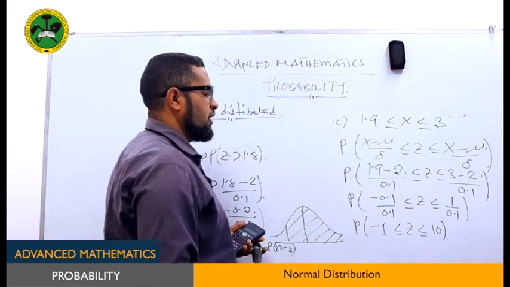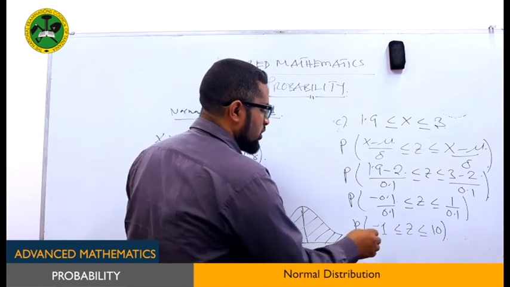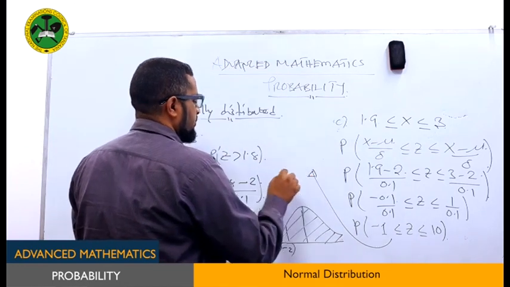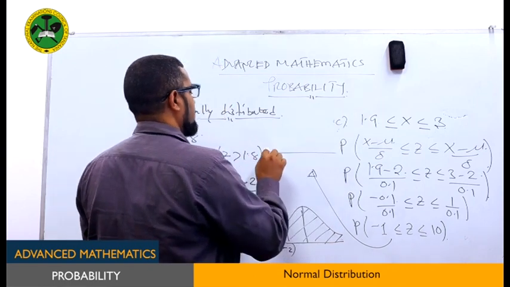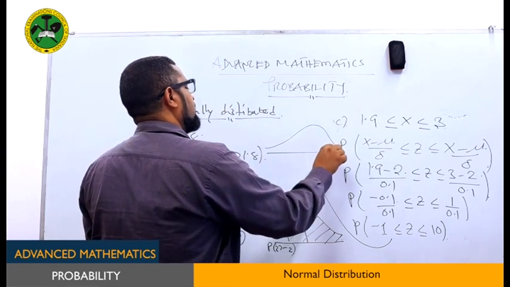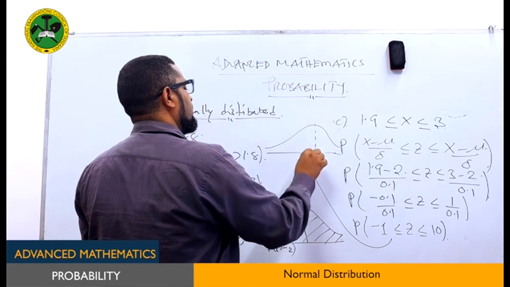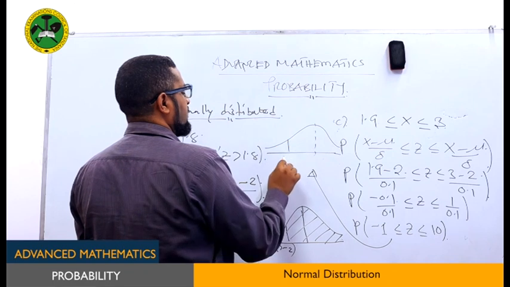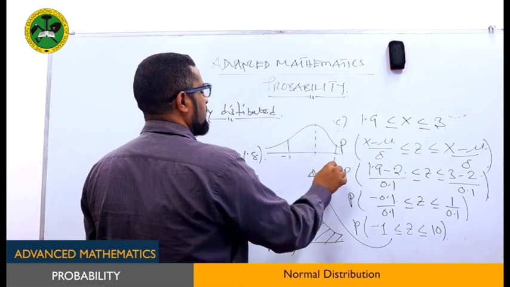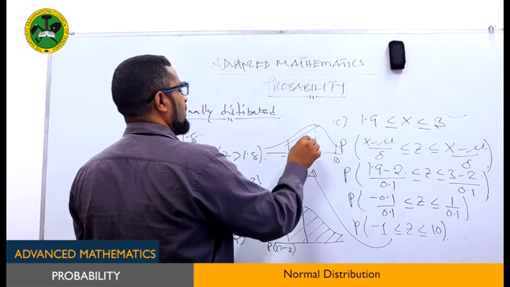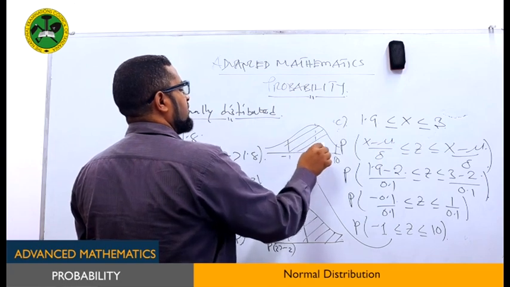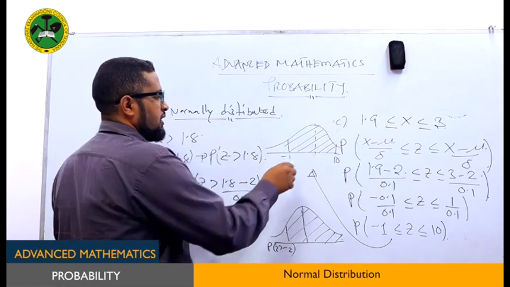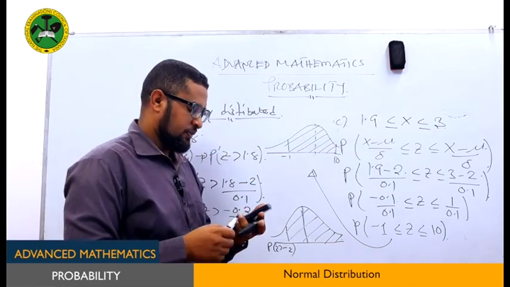That is the inequality. But how do you show this under the normal distribution curve? So that one will be as follows: this is our curve and this is the normal, or the mean. So we have negative 1 and we have 10. So that inequality under the normal distribution curve will look like that.